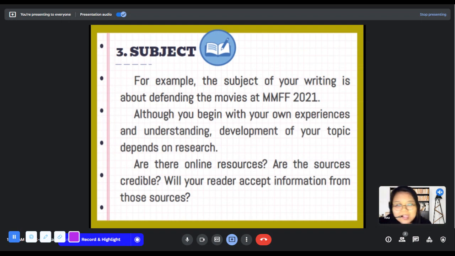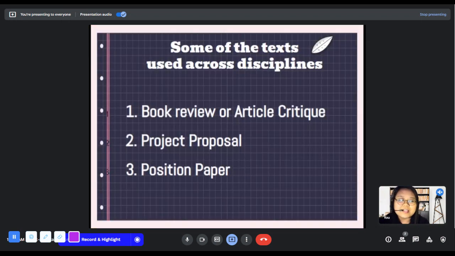Right? And next, here are the texts used across disciplines. We have book review or article critique. They are under the same umbrella because of their purpose. Next, we have project proposal and position paper. But we'll talk about this in part 2 of this lesson.